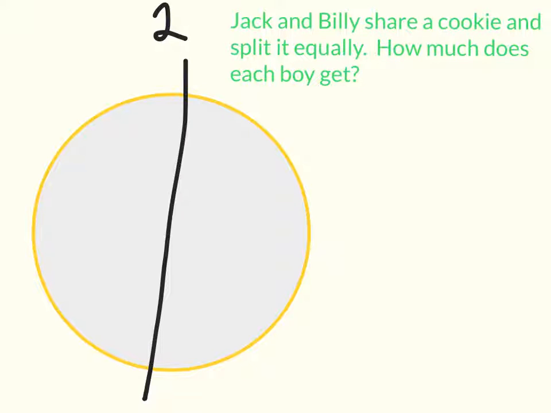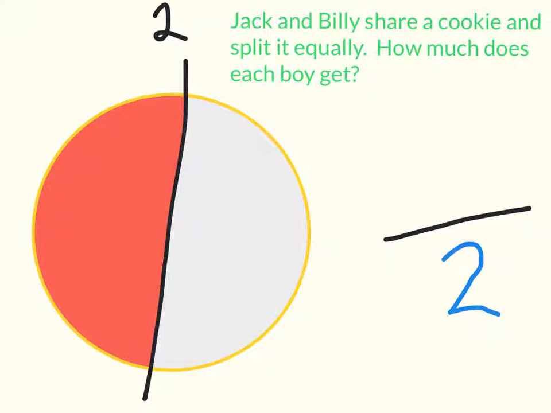In this fraction, we're going to need our fraction line. How many total pieces do we have? We have 2 total pieces, so that is our total number. But we want to know how much one boy gets. For that one boy, he gets half, right? So he gets 1 piece. This is how we write 1/2. So our answer here is 1/2.